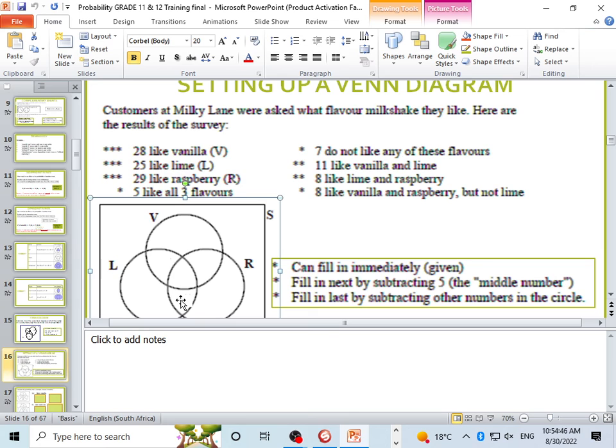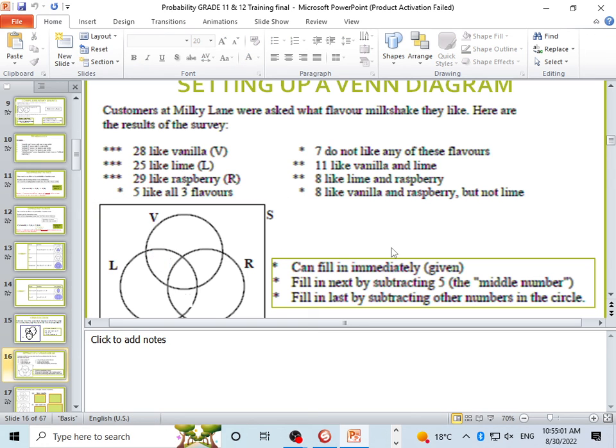Now you know the catch for 11 like vanilla and lime. 11 like vanilla and lime. What must I put in there? 6. Now I can go to the big values. 28 like vanilla. You said I can't put a 28 there. What must I put in there?